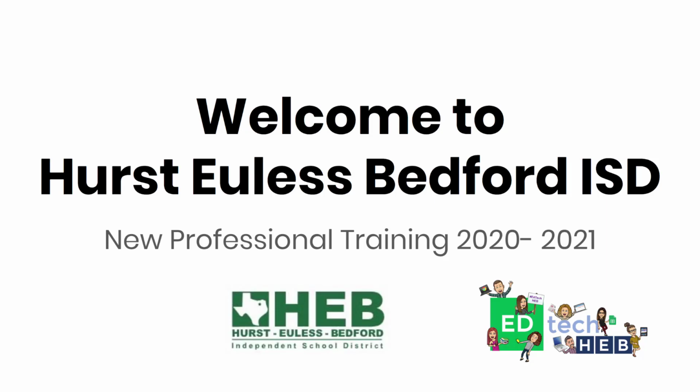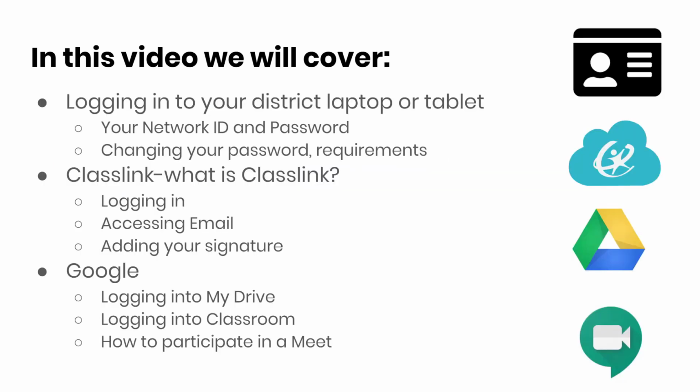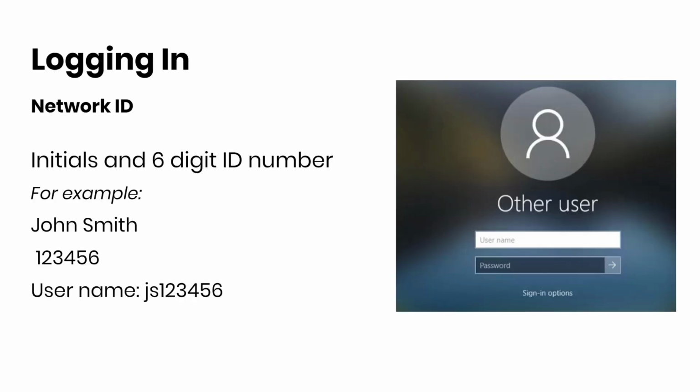In this video, we're going to cover a few things to help you get started with your new professional training. We will cover logging in to your district laptop or tablet, your network ID and password, how to change your password, and what the requirements are. We'll look at Classlink, we'll log in, access your email, and add your signature. And lastly, we'll come to Google. We'll be looking at logging into your Drive, logging into and joining a Google Classroom, and then how to participate in a Meet. First, we'll start with logging in.